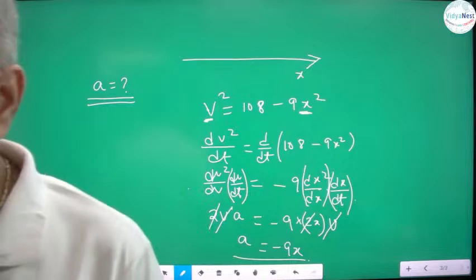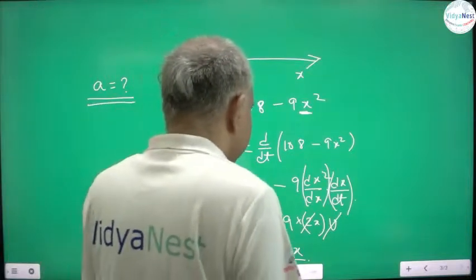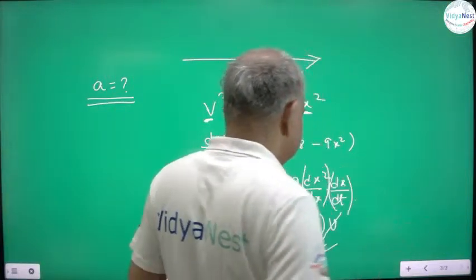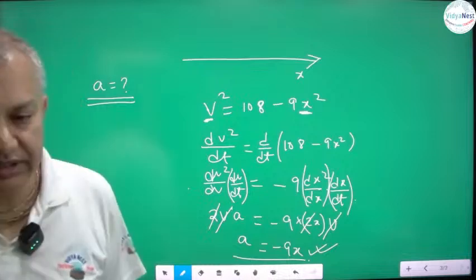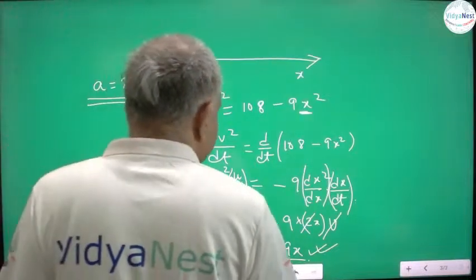So acceleration is a function of x. It can come in that form. They can give you this kind of question. Okay, very good. So we found that acceleration is minus 9x.